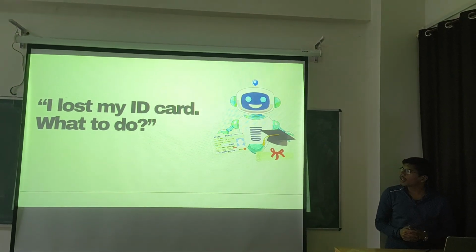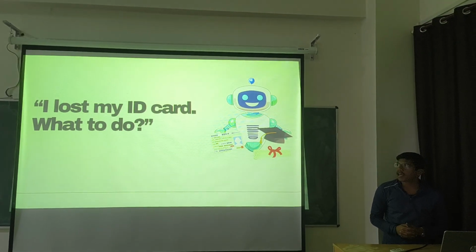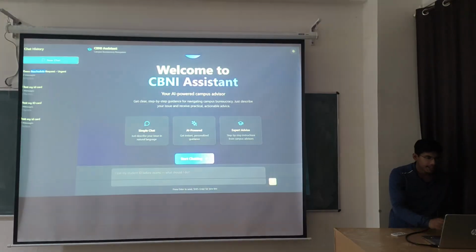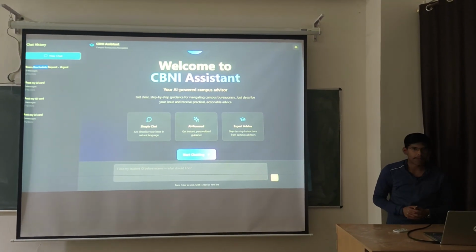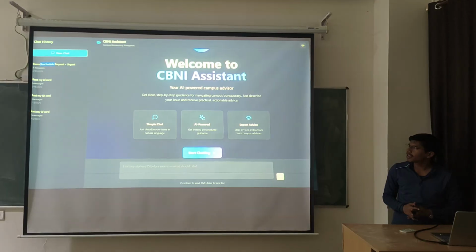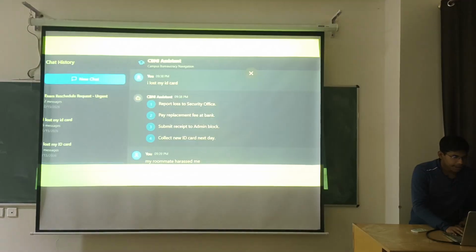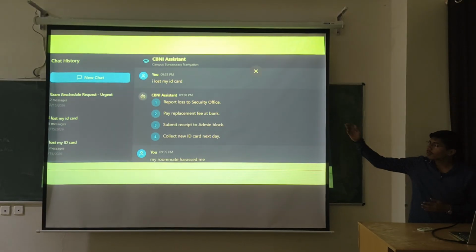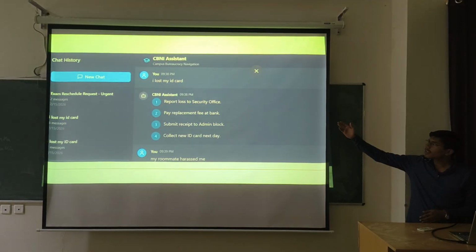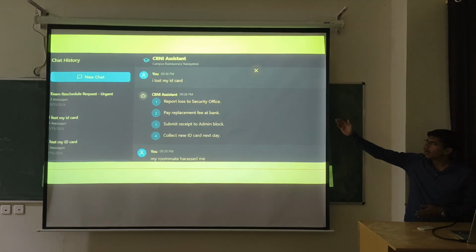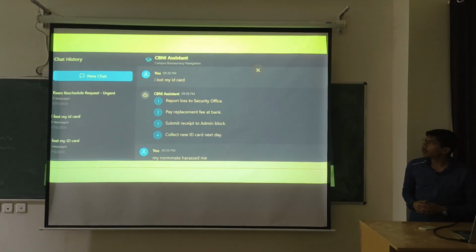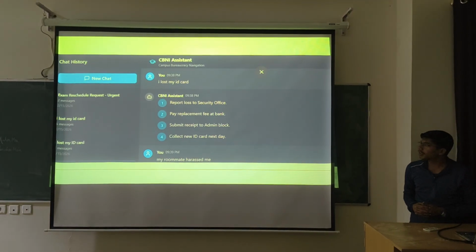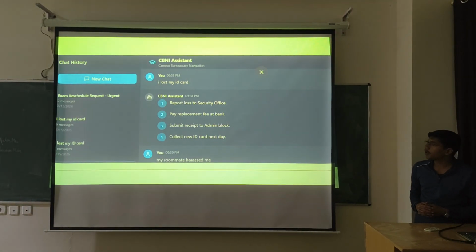Now, let's move on to a real life example. Suppose a student X lost their ID card. What should they do? Well, they can come to this interface of our app, the CBIN assistant. If you click on Start Chat and tell the assistant that they have lost their ID card, it gives a step-by-step solution to their problem. It recommends to report the loss to the security office, pay the replacement fee at the bank, submit the receipt to the admin block, and collect the new ID the next day.